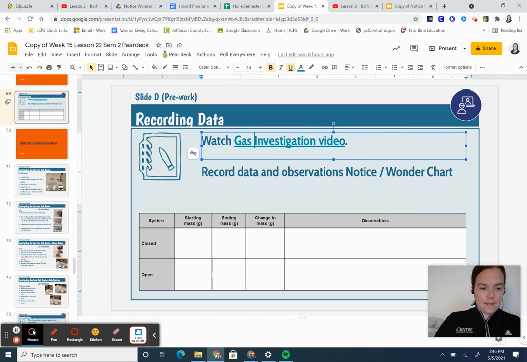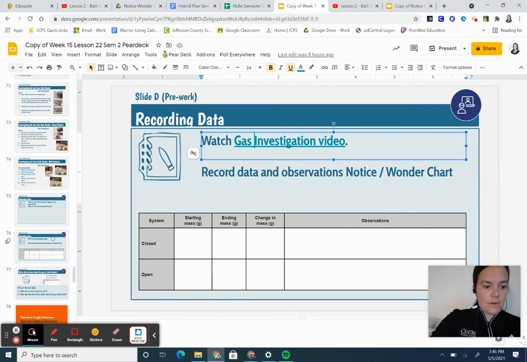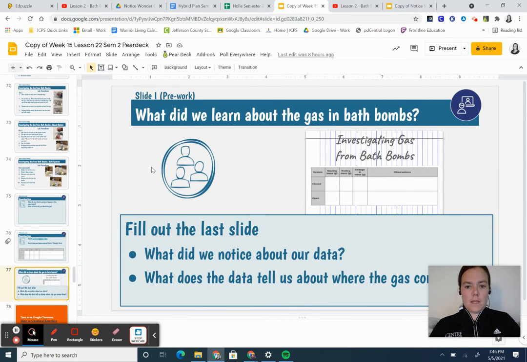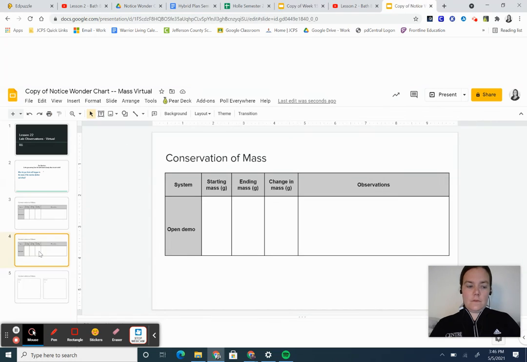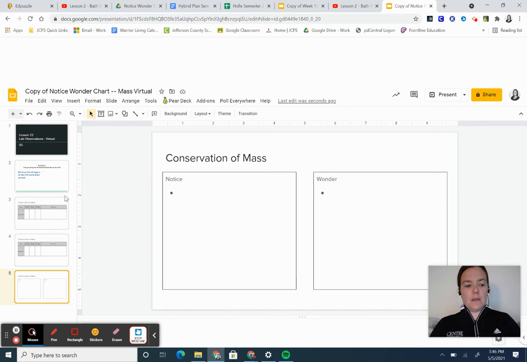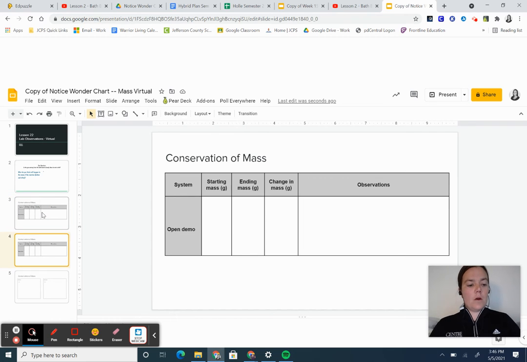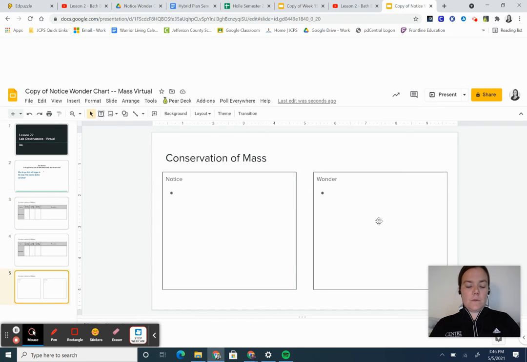So your last piece of what you're doing here is you're making sure to fill out the notice and wonder chart at the end of your slides. So the very last one is taking a second to compare and see what you saw in the closed demo and the open demo and write down some notice and wonders.